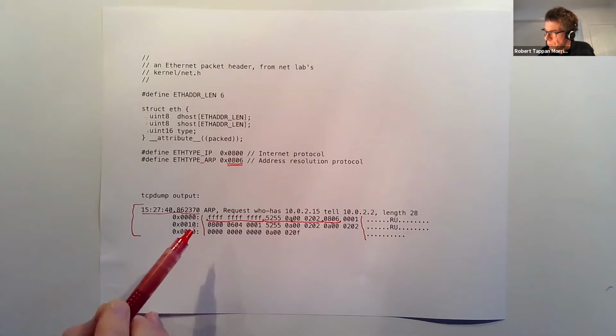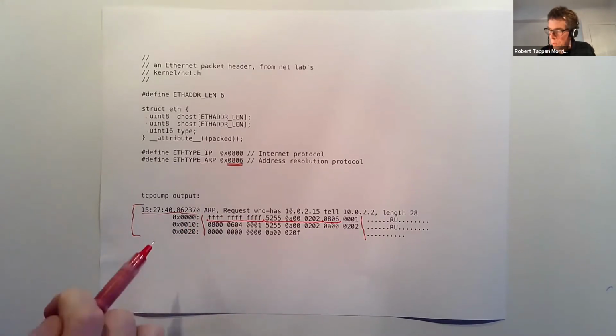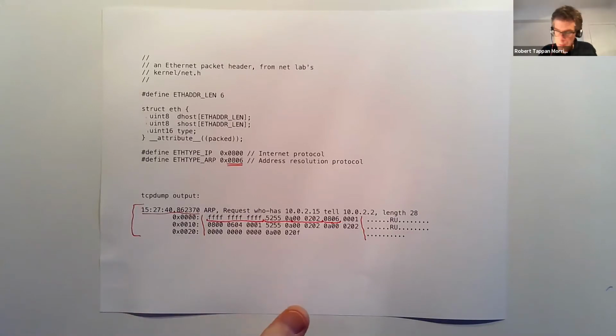Any questions about what we're looking at here? This is well worth trying out on your own computer if you care about networks.